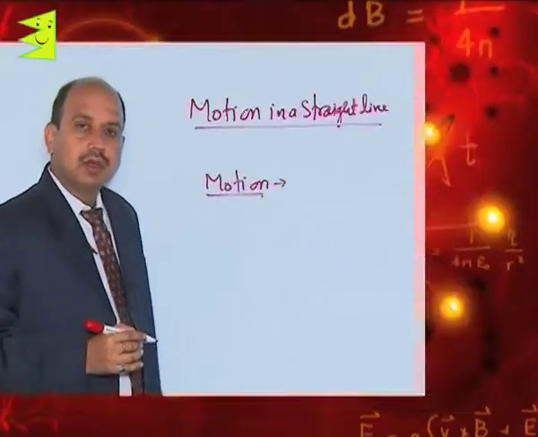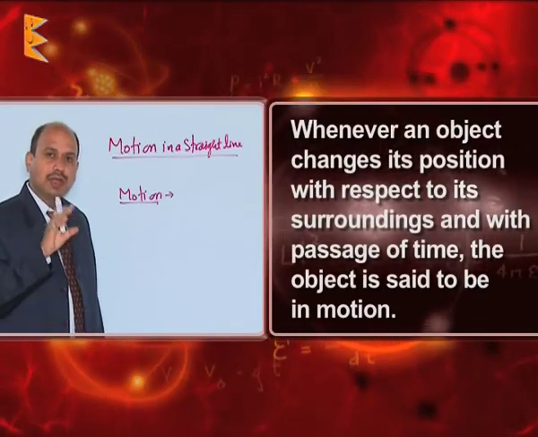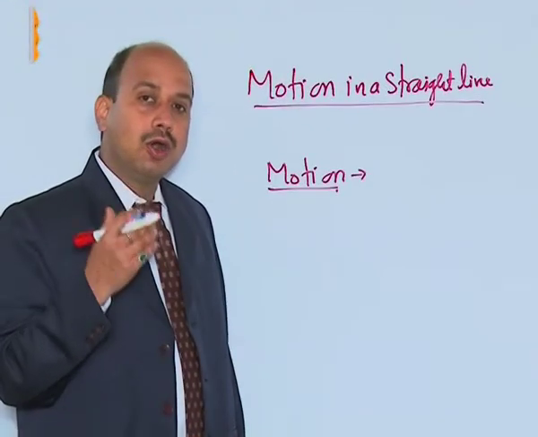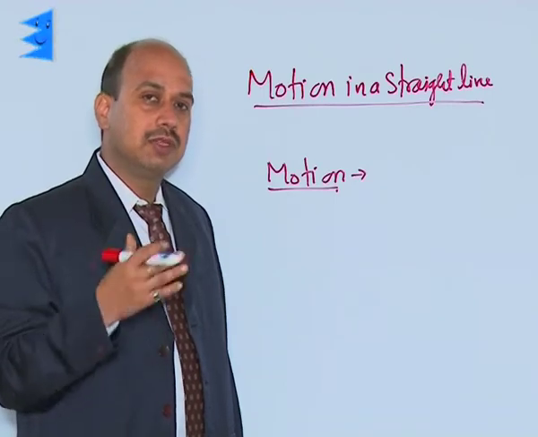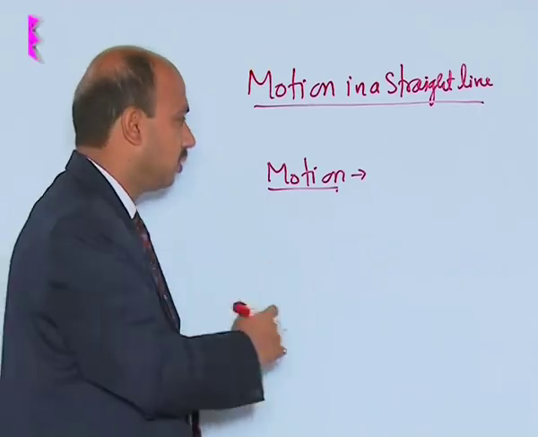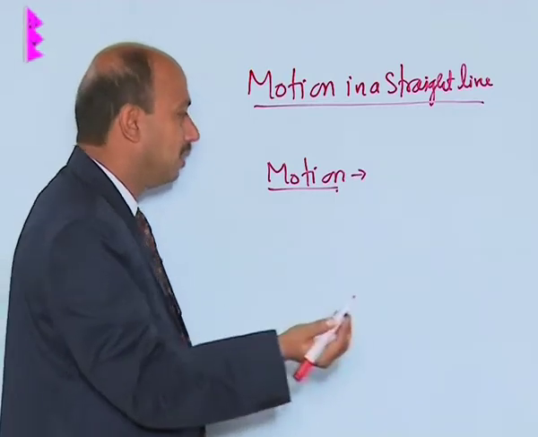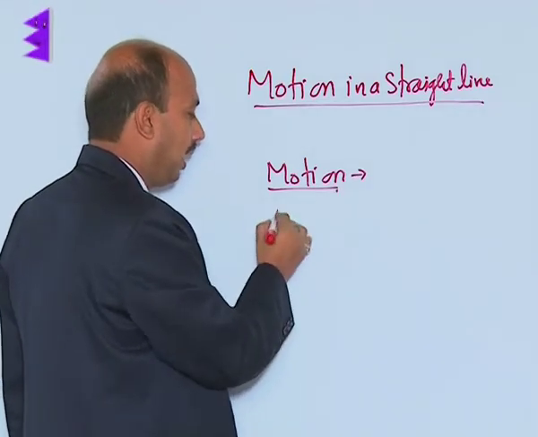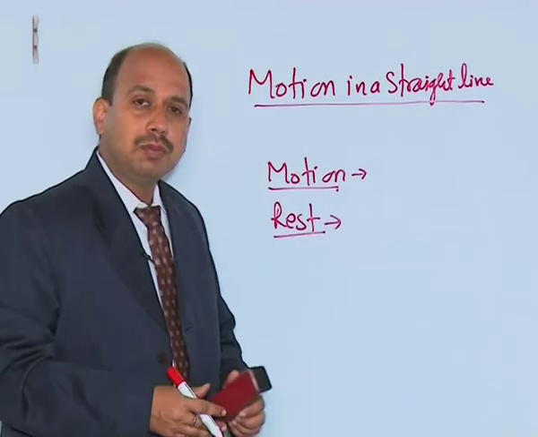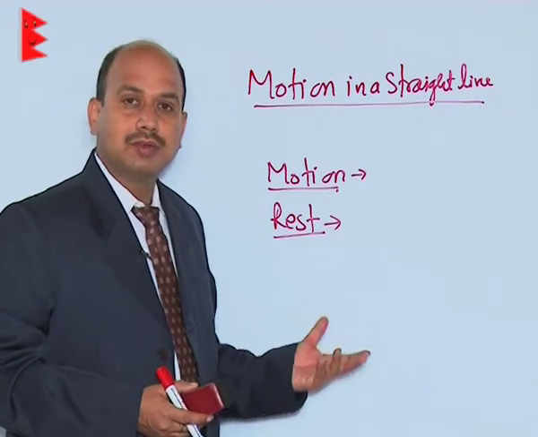See here, whenever any object changes its position with respect to surrounding and with the passage of time, we say the object is in motion. But when the object is not changing its position with respect to surrounding and with the passage of time, we say the object is at rest. So any object changing its position with the surrounding and with the passage of time is said to be in motion, and another term which I have told you is called rest. So when the object does not change its position with the surrounding and with the passage of time, we call it the object is at rest.